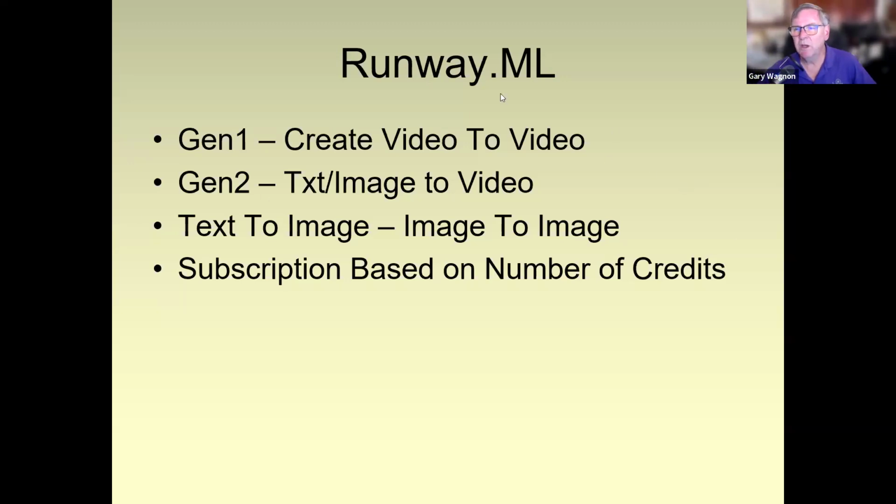So with Runway ML, Gen 1 will do video to video. You give it a video and it will create a video from that. Gen 2 gives you text or an image to a video. So you tell it what you want, and it will create a video based on that. And then again, text to image. So if you want to create an image, it will do that for you.